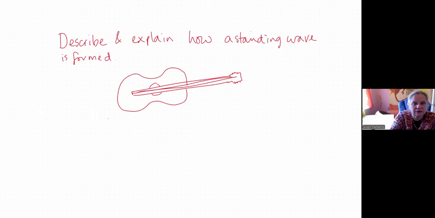So how many marks should we make it? Shall we make it 4 marks? Let's imagine that they're being generous this year. And it's 4 marks for describe and explain how a standing wave is formed. Right now, remember the structure of explain is key fact, consequence.